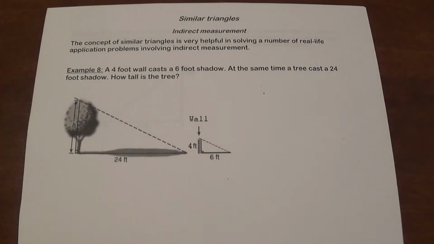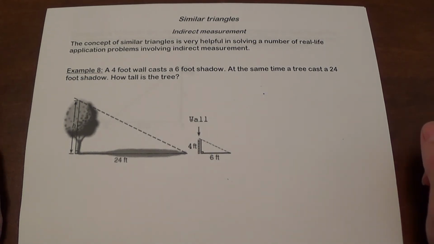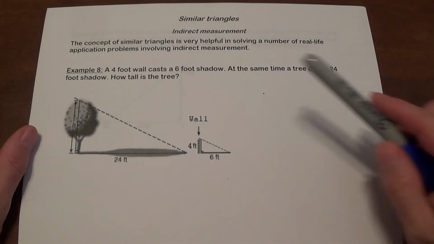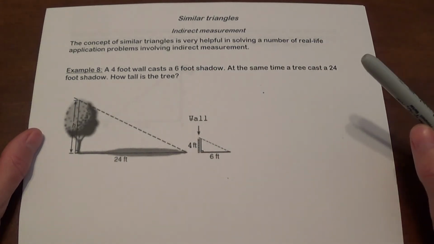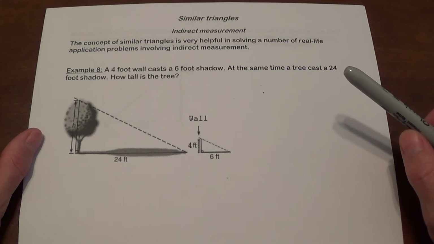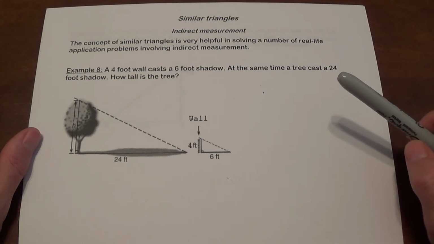Okay, so in the real world we have a lot of applications for this concept that allow you to do something that's called indirect measurement. Indirect measurement is when you cannot measure things directly. So in other words, if you want to measure the height of that tree, you don't have a way of getting on top of the tree and dropping down a line to figure out how tall that is.